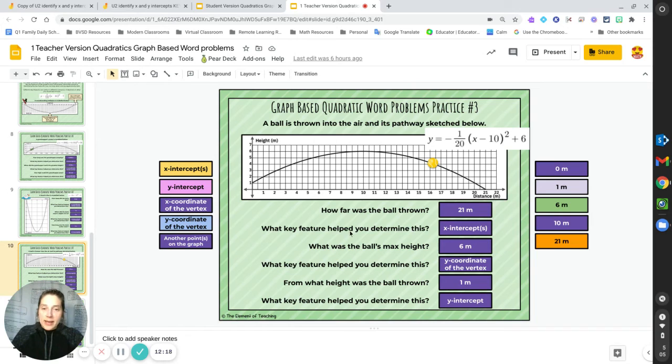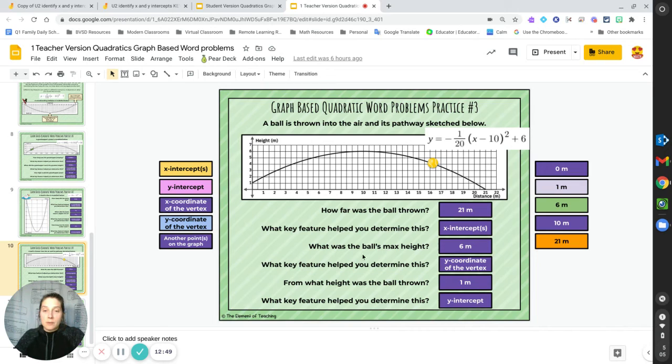And here you see our answer. So how far was the ball thrown? It landed over here. That's 21 meters. What key feature helped determine this? That would correspond with the x-intercept, one of the 2 x-intercepts, this one right here. The other x-intercept we don't see. It would be here where it's negative. And you know, that part of the graph, if you're just graphing an equation, does exist, but for our scenario, it doesn't make sense. So we're not showing it.